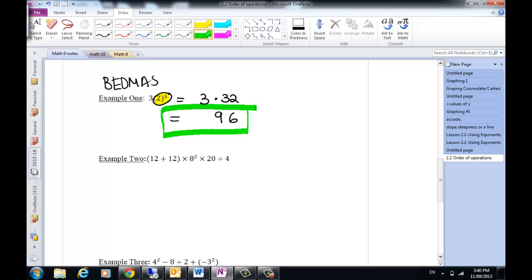Pretty easy. Alright, let's do one that's a little bit more difficult. So example 2, again, we look at BEDMAS right away. I'm going to write this down right above it.